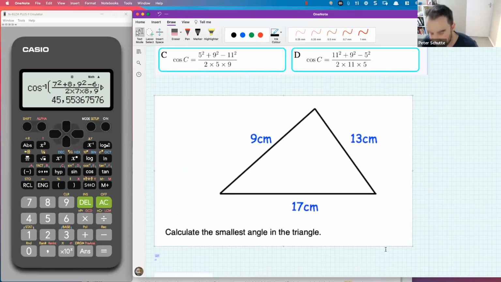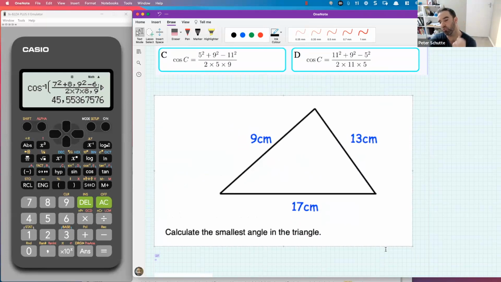And I actually want to hear your thinking on this. Calculate the smallest angle in the triangle. Now, this is interesting. Which side or which angle is going to be the smallest one? Who would like to share their thinking on this? What's going to be the side that is smallest?